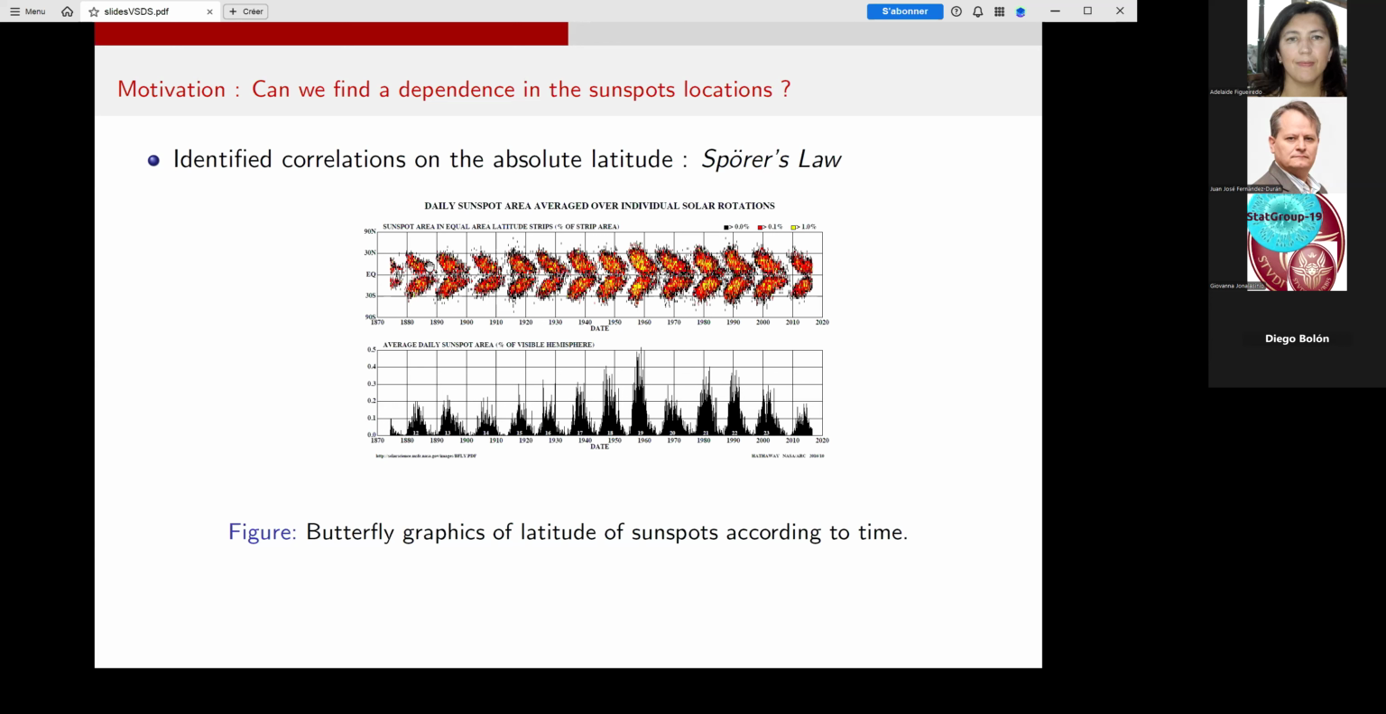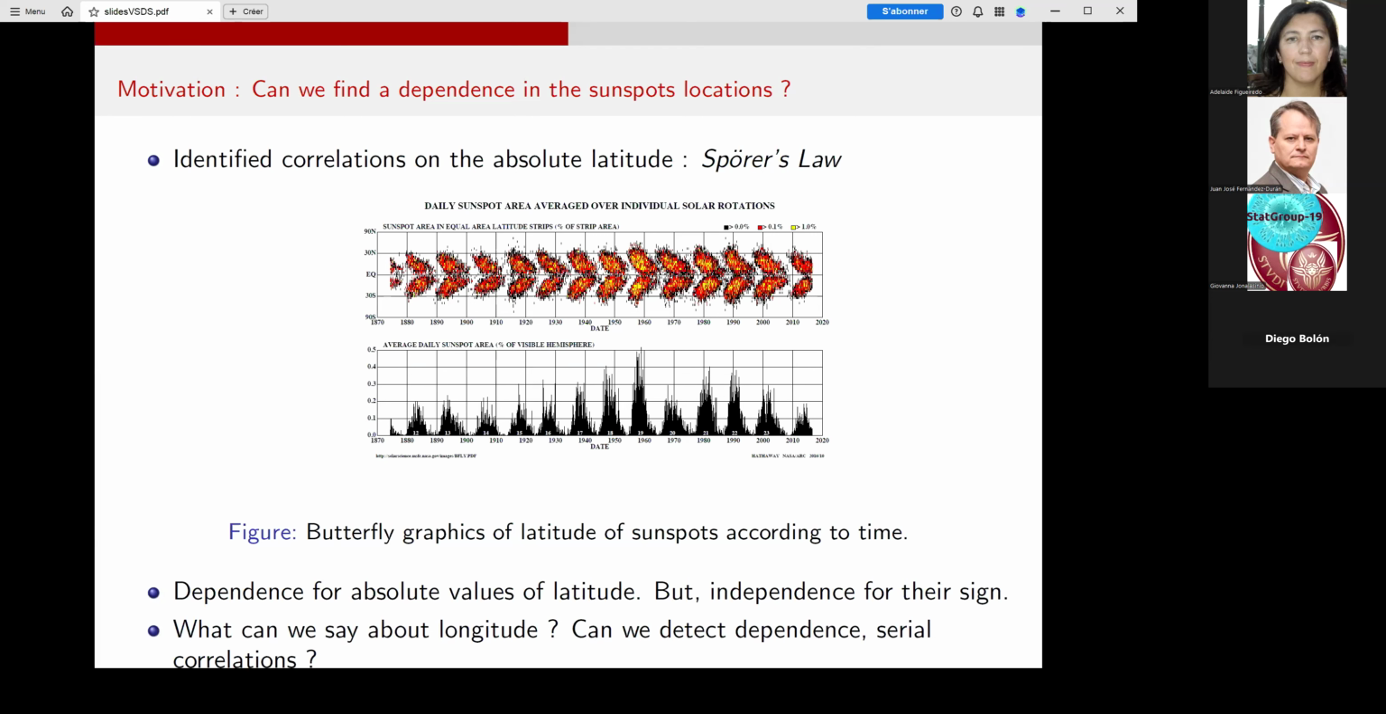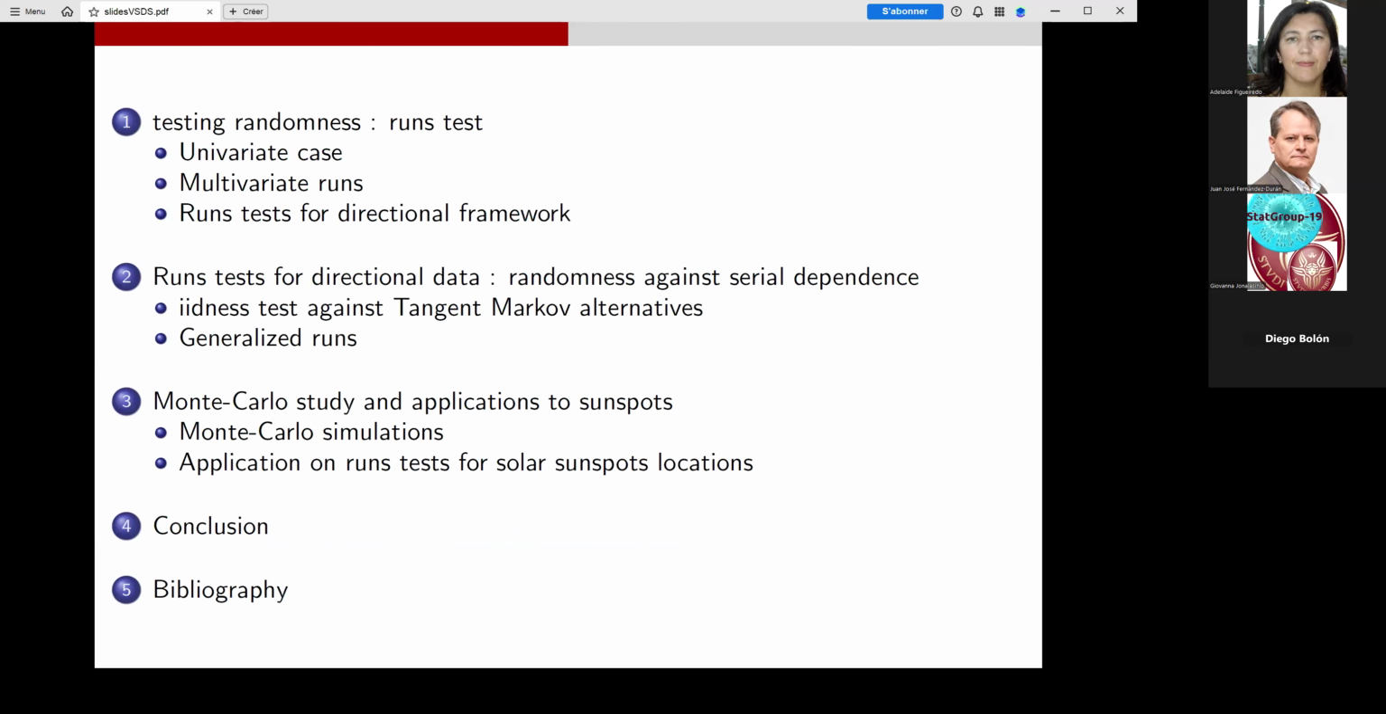So we have this feeling of a correlation between the latitude and the effect of being closer to the equator according to the cycle. But the correlation is for the absolute latitude. We also have independence for their sign, so you will be independently in the north or in the south of the sun in terms of hemisphere. But the question is, for the latitude, what can we say about the longitude? Can we also detect a dependence? We will try to detect a serial correlation. That will be the goal of this talk.